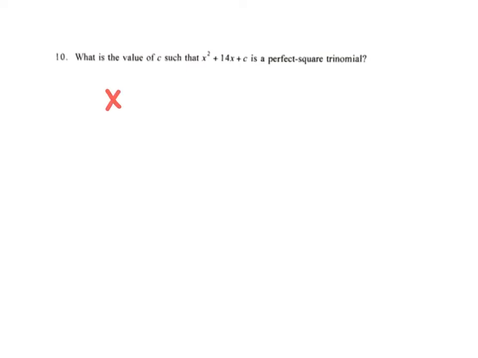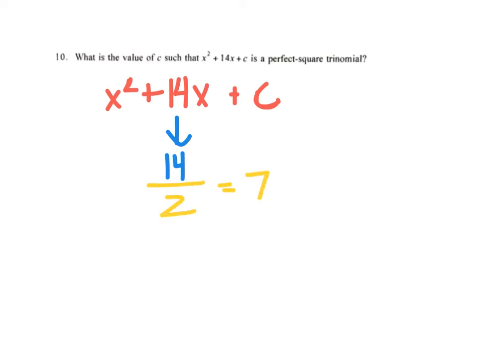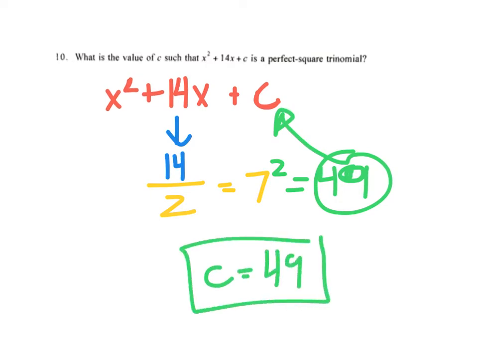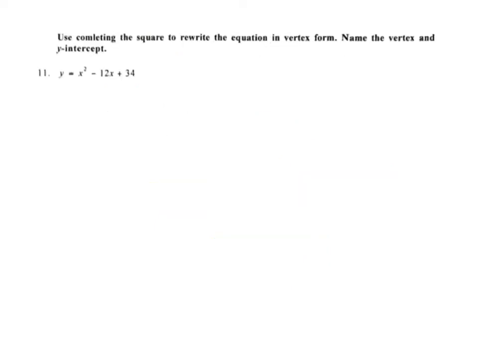So we have x squared plus 14x plus c, and we're trying to figure out what c is. We're going to bring down 14, then we're going to divide it by 2. When I do that, I get 7. We're going to square it, which gives me 49, and that is going to be my answer for c. So your final answer is going to be c equals 49. So this one's really just doing the work for your completing the square, but not actually solving it.